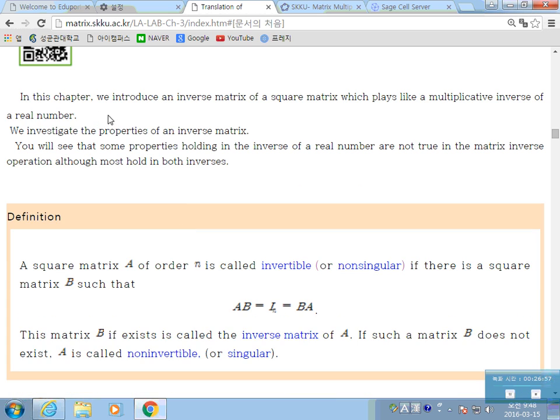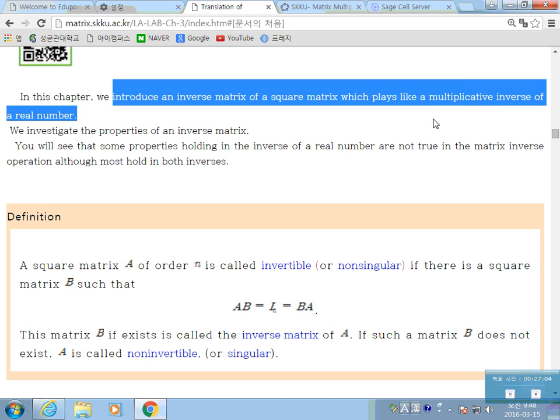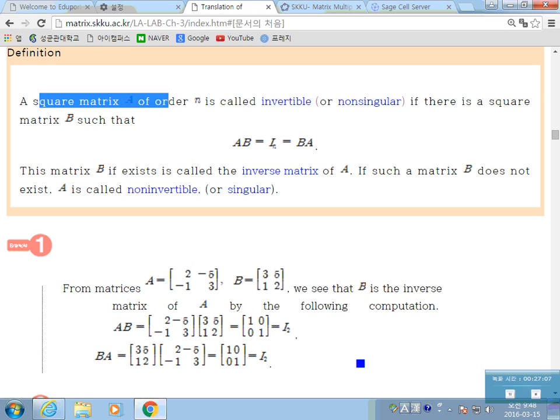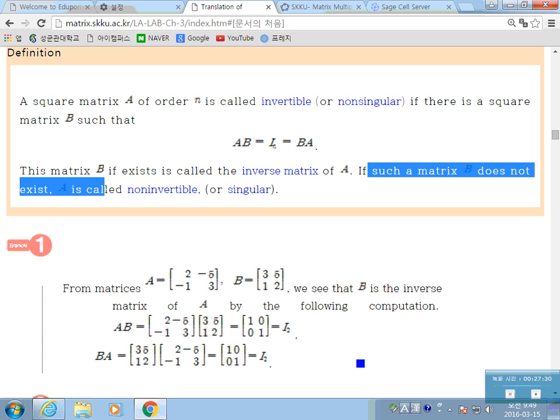In this section, we introduce an inverse matrix of a square matrix, which plays the role of a multiplicative inverse of a real number. A square matrix A of order n is called invertible or non-singular if there exists a square matrix B such that AB is equal to identity and BA is equal to identity as well. In this case, this matrix B is called the inverse matrix of A. If such a matrix B does not exist, then we call A a non-invertible or singular matrix.